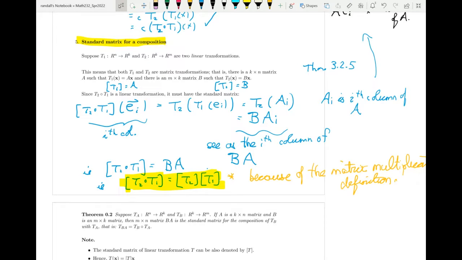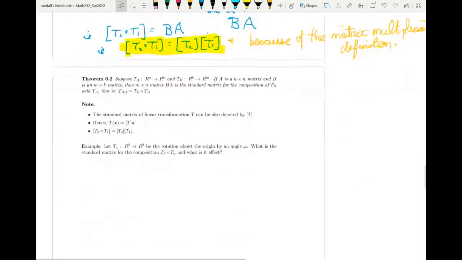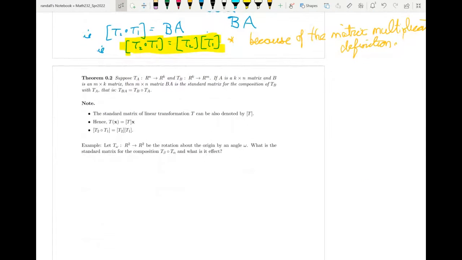But that product works. Based on that product, we find that composition of linear transformations corresponds to matrix multiplication. If you had a different rule of matrix multiplication, there wouldn't be a theorem like this. So we need that rule for matrix multiplication so that matrix multiplication corresponds to composition of functions. That's something you can get out of this theorem.